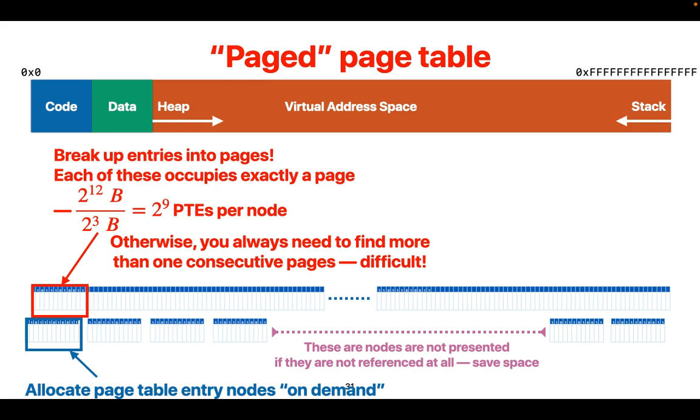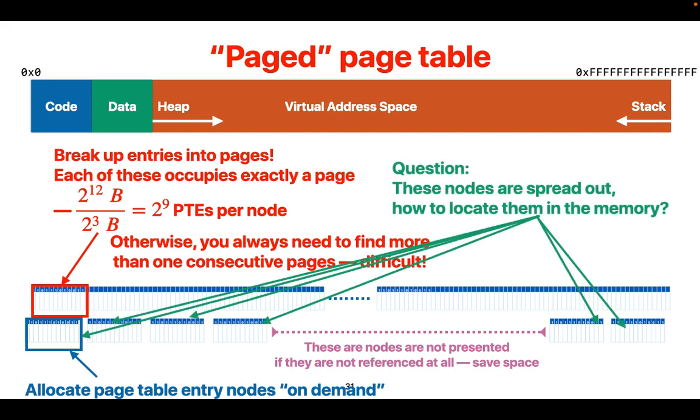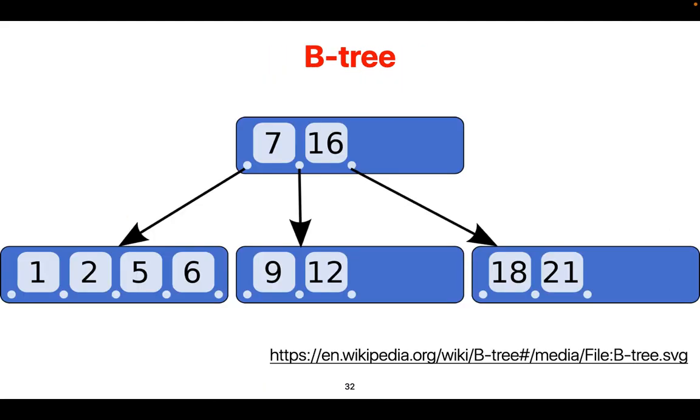Now, we have a lot of scattered page nodes. How can we locate them in the main memory? So here's why we need a tree structure. If you think about the nature of the node that we have, each page contains 512 entries that point to other places. So that's exactly a B tree structure. So our idea is that we just leverage this B tree structure to build a hierarchical page table.